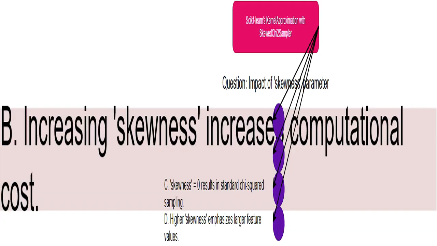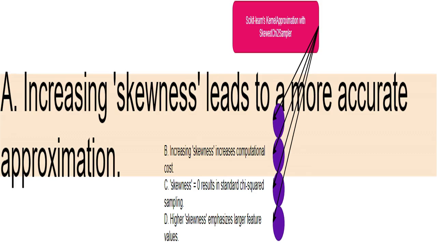I see this statement as generally false. The computational cost is primarily determined by the size of your dataset, number of features and samples, and not directly affected by the skewness parameter itself. Any increase in computation due to higher skewness is usually negligible in comparison to the overall computation time of the transformation. I would say this isn't always true.